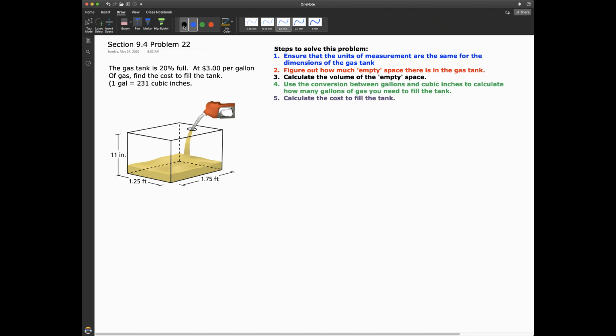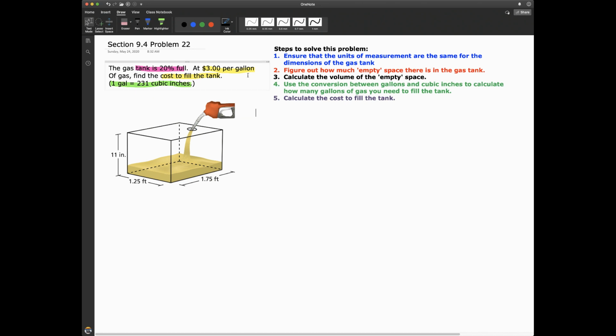So let's get started. What I have here is a gas tank, and the gas tank is 20% full right now. At $3 per gallon, we need to figure out how much it costs to fill the tank. And what do I know? I know that 1 gallon equals 231 cubic inches. All that is going to be important information to help us solve this problem.